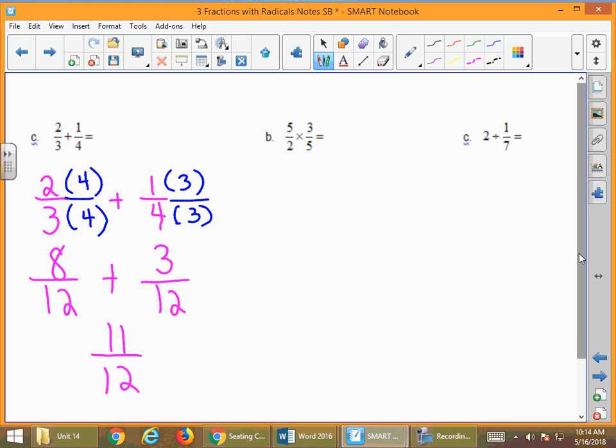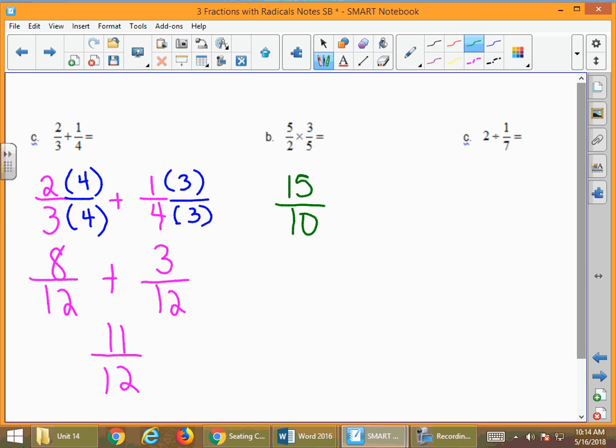Again, adding and subtracting fractions, we have to find a common denominator. When we multiply, we don't have to find a common denominator. We're going to multiply the numerators, the tops of the fraction. We're going to multiply the denominators, the bottom of the fraction. 5 times 3 is 15. 2 times 5 is 10.